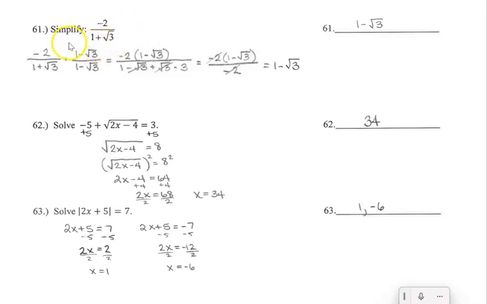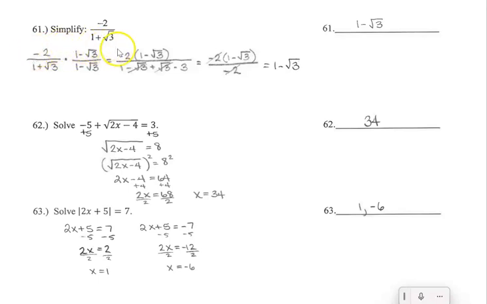All right, for 61, we are not allowed to leave a radical in the denominator. And so I need to get rid of this square root of 3. The way that I do that is by multiplying by the conjugate. It's the exact same numbers, but the opposite sign in between. So I'm going to keep the 1 and the square root of 3 the same, but change the plus to a minus. And what I do to the bottom, I also do to the top.